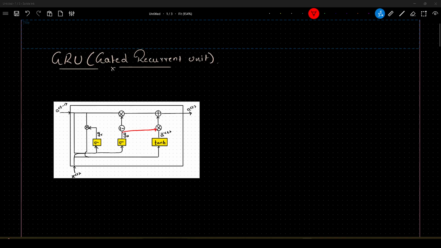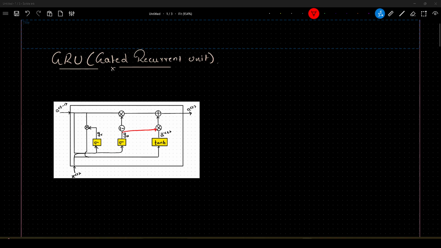Hello guys, we will continue with our NLP playlist, and in this video we will understand what is GRU, how it works and how it is different from a standard LSTM block. So GRU is short for gated recurrent unit and it is a modification of a standard LSTM block.